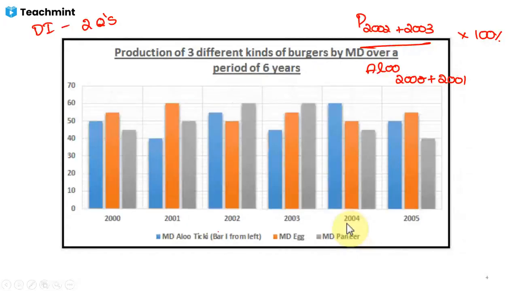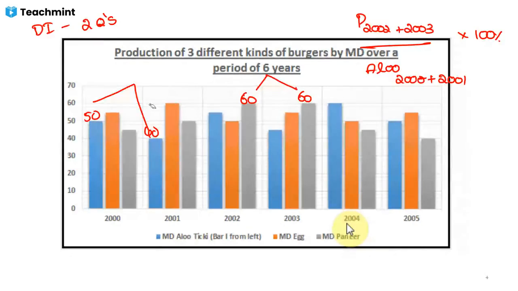Okay, the diagram is there. What you want to calculate is already mentioned. Paneer in 2002 and 2003: 2002 this is 60, this is 60, we'll get 120. Aloo tikki in 2000 and 2001 is this green one, 50 and 40, 90. So this is 90, this is 120.